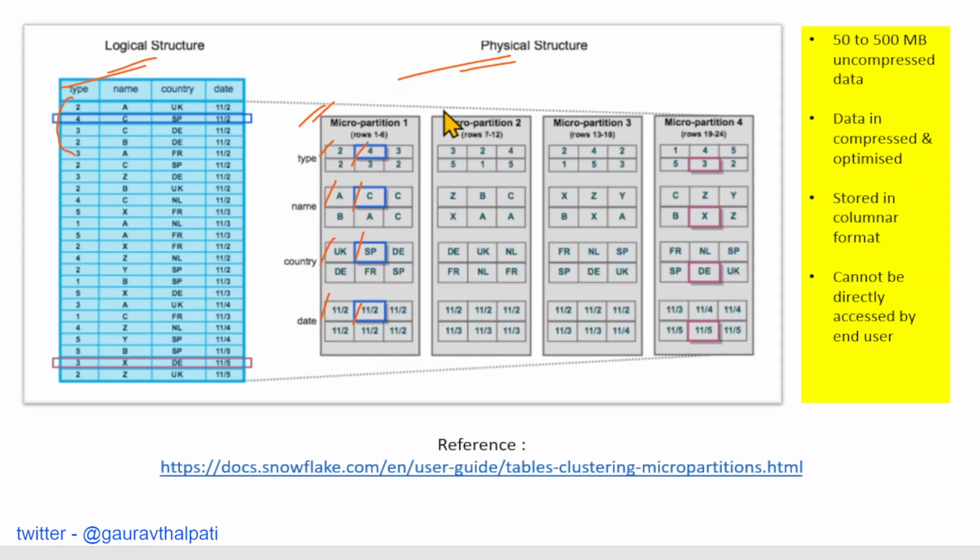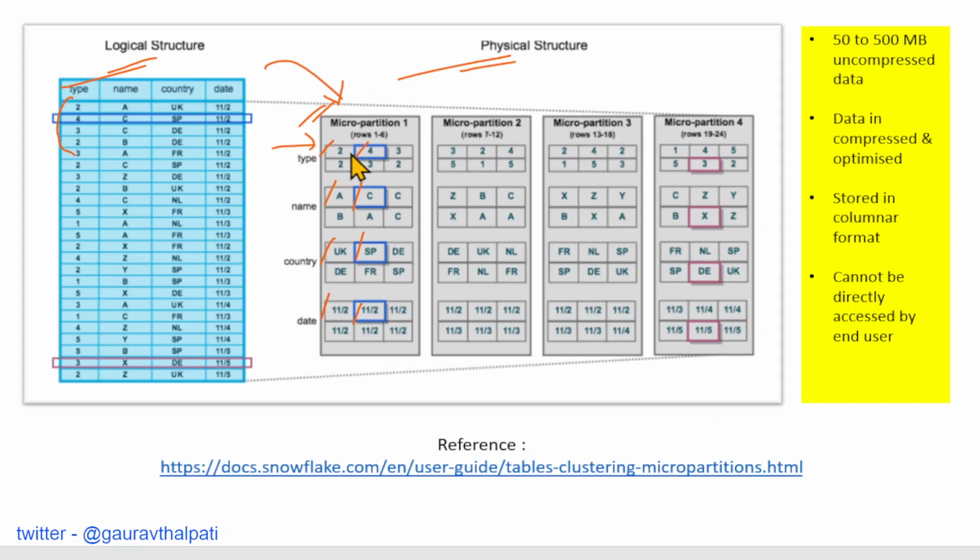Now this is the actual physical storage. We are storing the data in the columnar way. So first it is the micro partitions, and after micro partitions it is columns. When you store the data, first Snowflake will store it into micro partitions. Within the micro partition it will store it as columns.